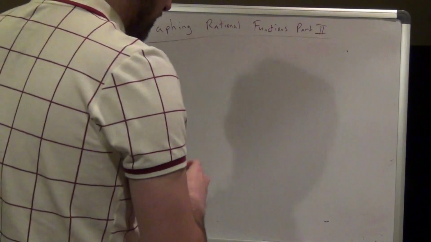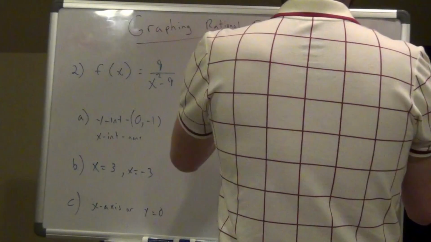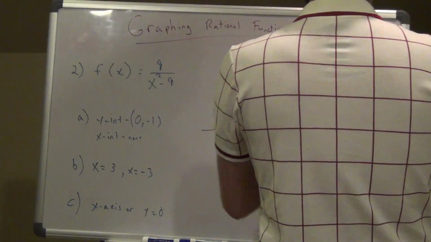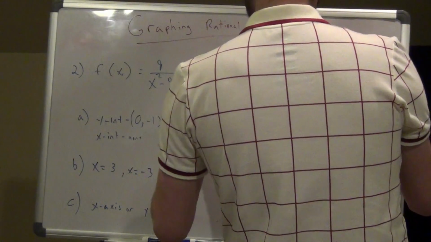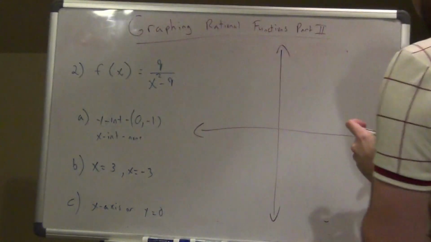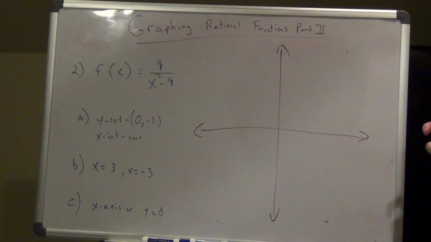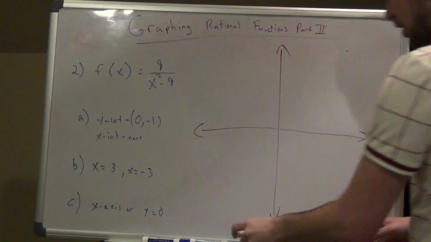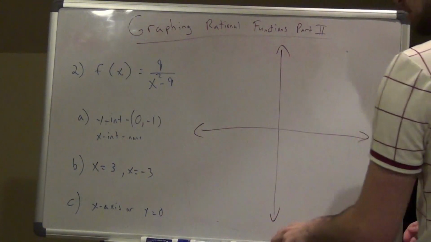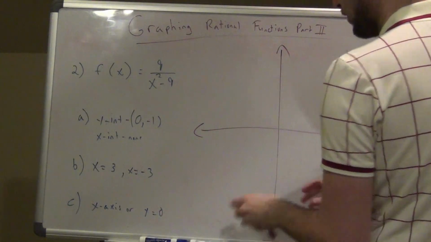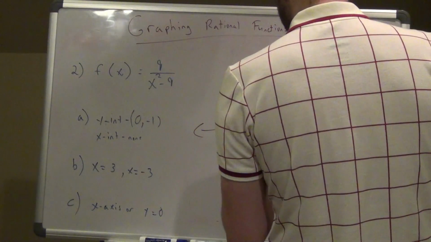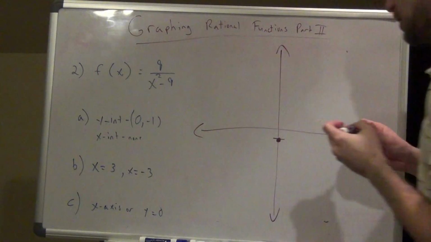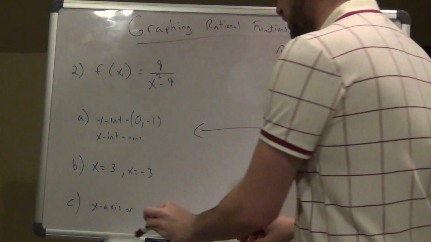There's actually going to be 3 parts to this graph. We're going to see how we divvy this up. My first thing is to graph my intercepts. I'll graph my y-intercept, which is just going to be 0, -1, so it's going to be here. Now I have my two vertical asymptotes at 3 and -3.